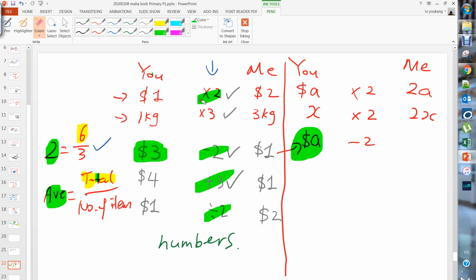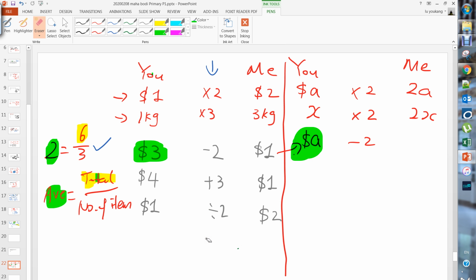Let me erase this. So I want you to use this example to learn algebra. Use the same technique, or the same approach. So in this case, how do you get 1? Because I have $2 less than you. 3 minus 2, then you get 1 for me. So similarly, you have $8, I have $2 less than you. So what do you do here? A minus 2. Very good.